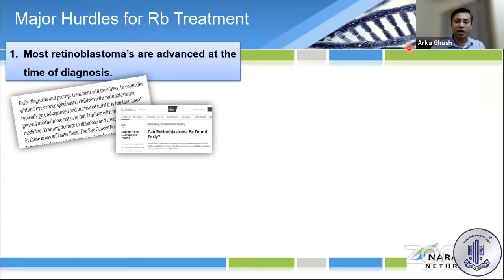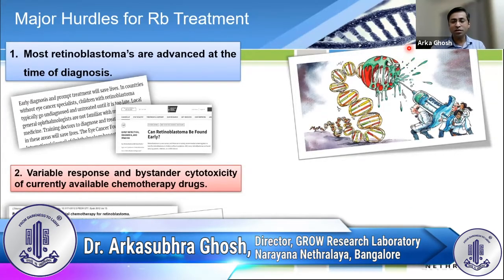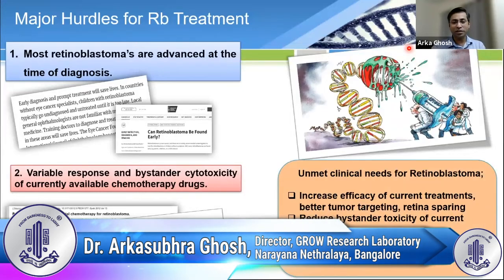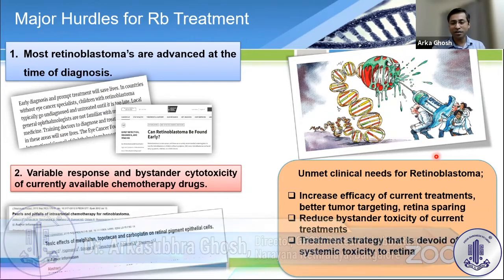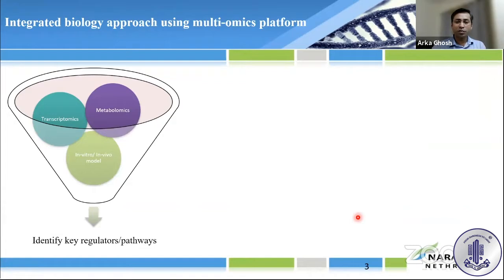I'm going to talk about today is how we have gone about trying to identify what are the molecular pathways that need to be targeted so that we can address some of these unmet clinical needs, which are essentially increase the efficacy of the currently available treatments and reduce bystander toxicity of these current chemotherapies.